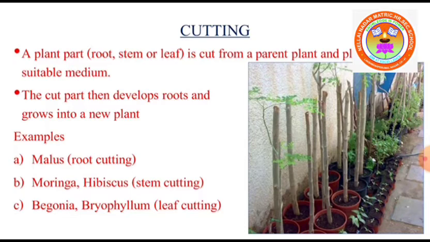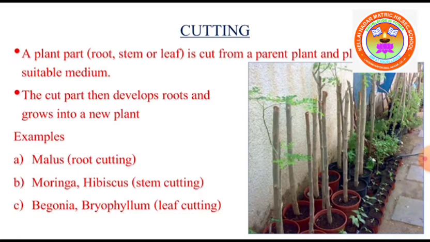So what are the examples? Malus is an example for root cutting. For stem cutting, moringa and hibiscus. Moringa is nothing but the drumstick tree. When the tree matures, one or two mature branches are cut off from the parent plant and buried in some other place. A few weeks later, roots start to form, young leaves arise from the buds, and it becomes an independent plant.